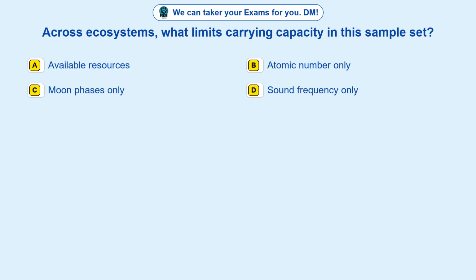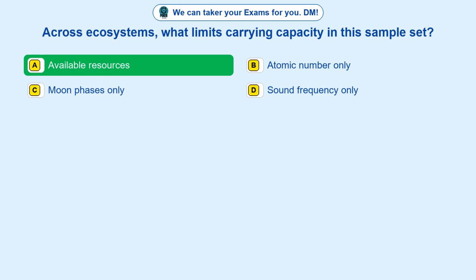Question 29. Across ecosystems, what limits carrying capacity in the sample set? Option A, available resources. Option B, atomic number only. Option C, moon phases only. Option D, sound frequency only. The correct answer is option A.